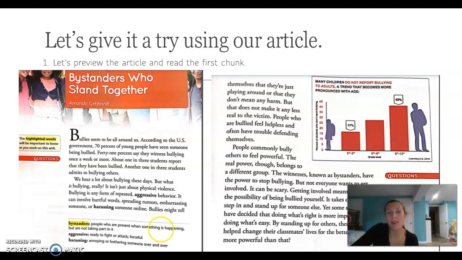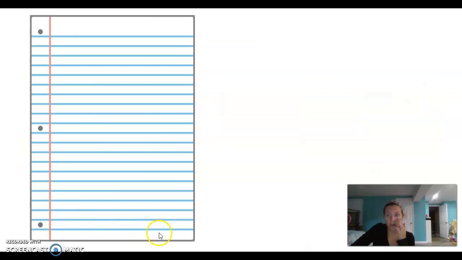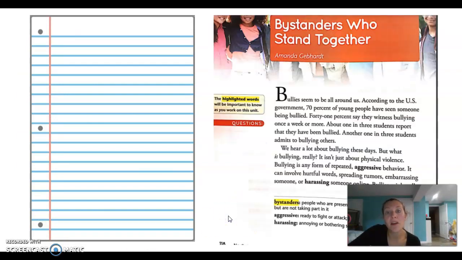So I'm going to stop right there and I'm going to pause. And I'm going to get my page ready in my notebook. So I'm going to open up to a clean page and I'm going to have my article next to me. And I'm going to put a title. I'm going to call it Bystanders Article, and I might even put today's date.